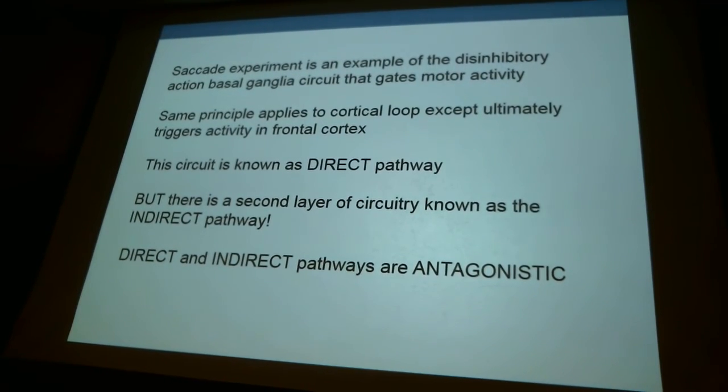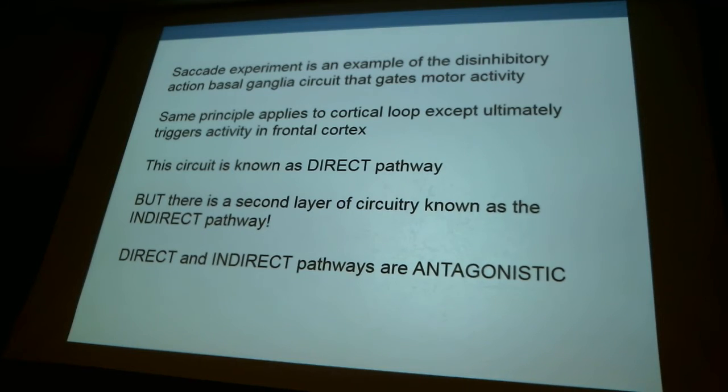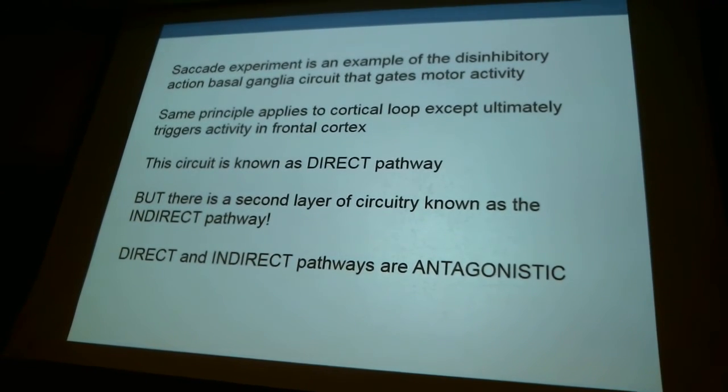Okay, so this saccade experiment is just a nice example of this disinhibitory function of the basal ganglia, gating motor activity. And we can apply all the same principles to the frontal loop, except the ultimate trigger is in the frontal cortex. Okay. So now we're going to add to this.